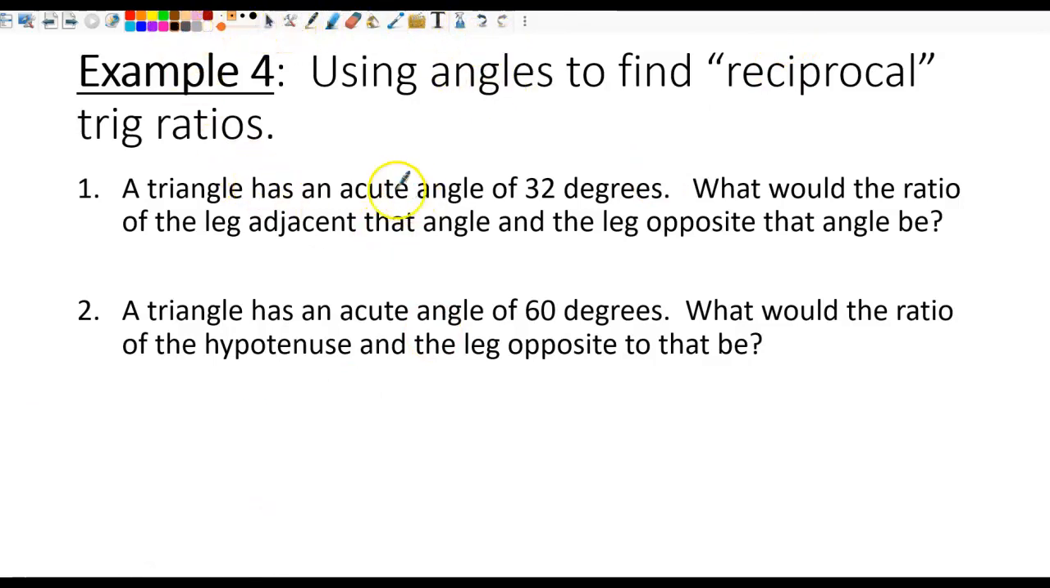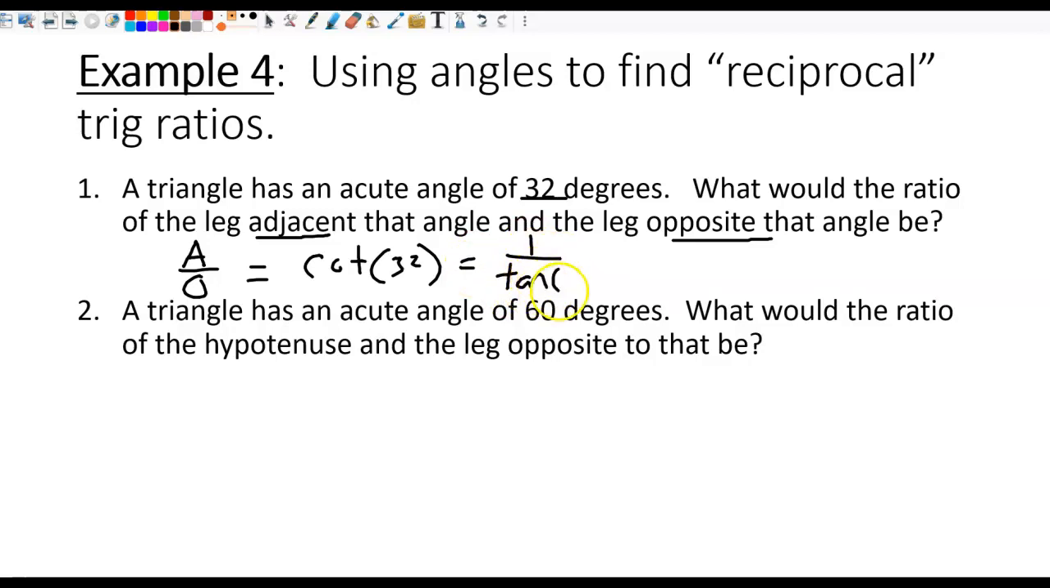Here we go. A triangle has an acute angle of 32 degrees. What would the ratio of the adjacent and opposite be? So we're looking for adjacent over opposite. Now, A over O is cotangent. Now, my calculator does not have cotangent, but it has tangent, which is the reciprocal of cotangent. So cotangent of 32 is the same thing as tangent of 32, but just the reciprocal of it.